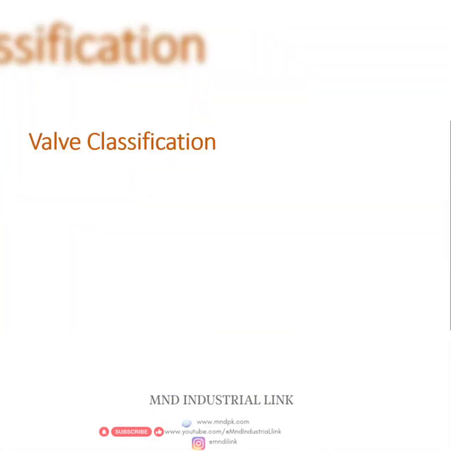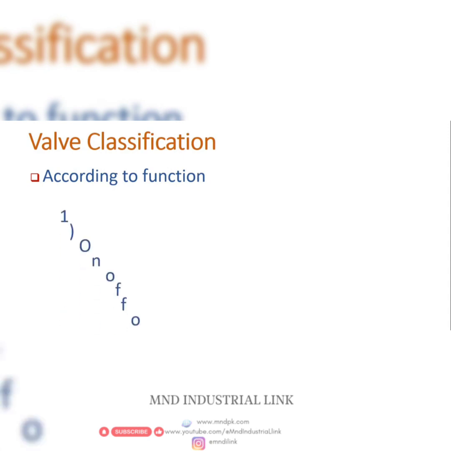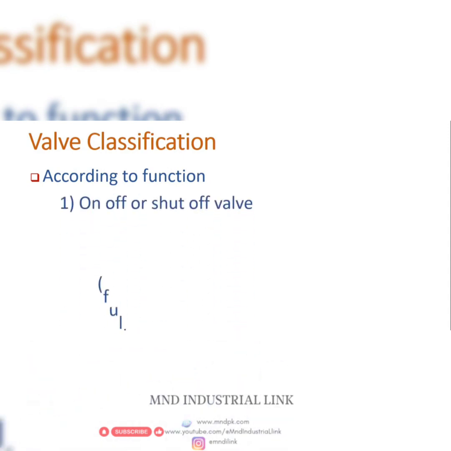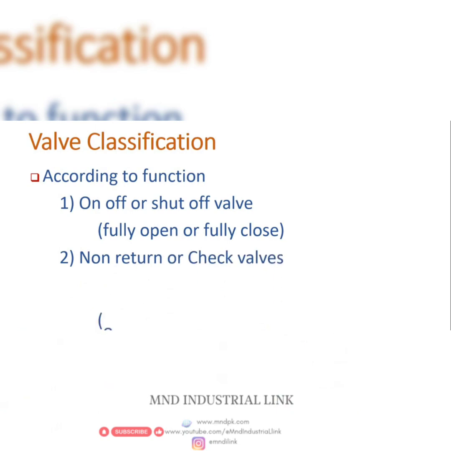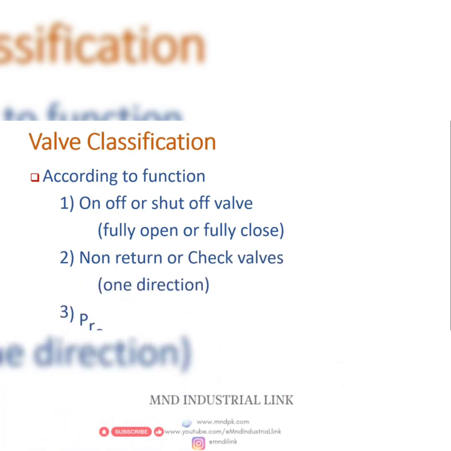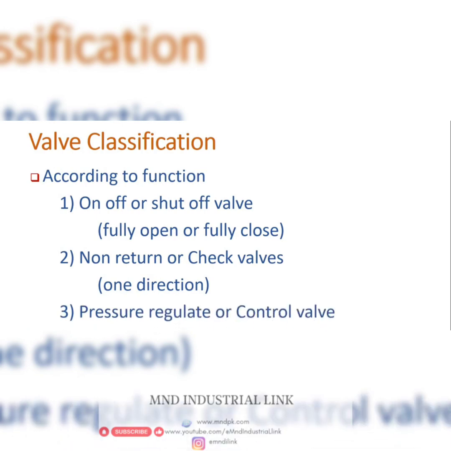Valve classification can be done in two ways. The first one is according to function. It means how the valve is going to affect the process or how it changes the flowing fluid. First, we have on-off or shut-off valves. They allow flow by fully opening or stop it by fully closing the valve. Then non-return valves or check valves. They allow flow in only one direction. And finally pressure regulating or control valves. They are used to control the flow.